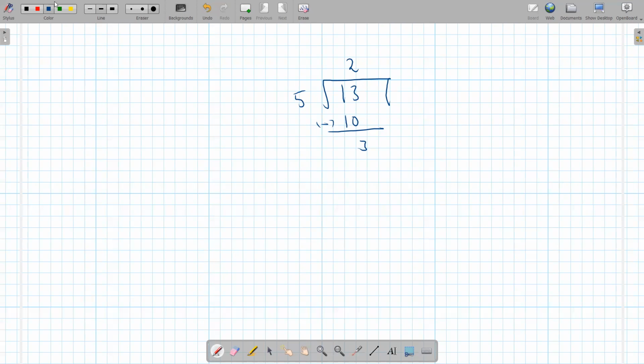Okay, so next, you need to understand what some of these terms are. The thingamajig in the big bracket is called the dividend. This one is called the divisor, okay? This is called the quotient. And this is called the remainder.